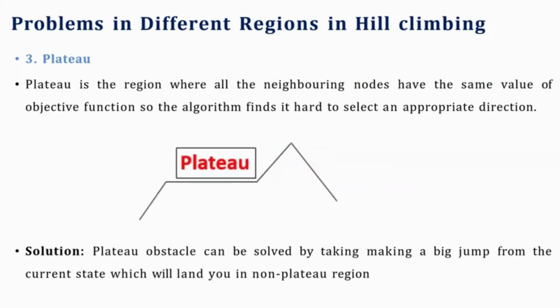So here we have the plateau. A plateau is a region where all the neighboring nodes have the same values of the objective function. So the algorithm finds it hard to select the appropriate direction, right? The flat region is where all the neighbor nodes have the same value. The objective function provides no clear direction for the algorithm to choose.